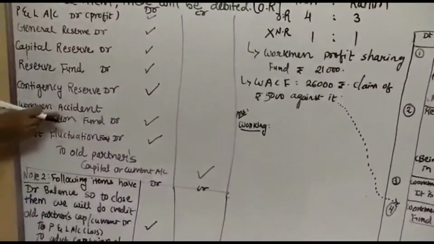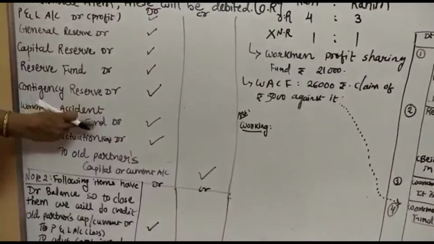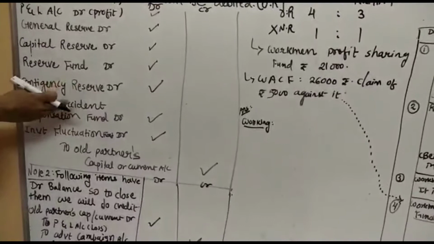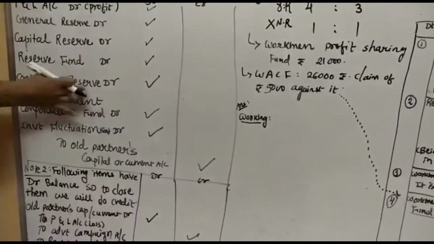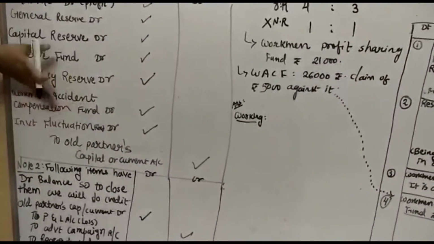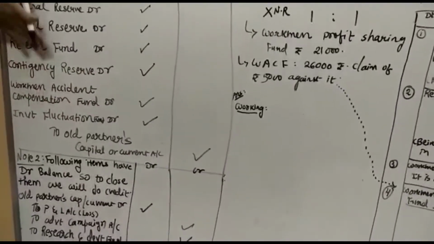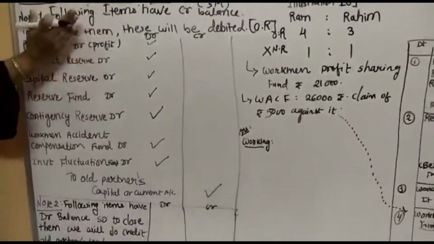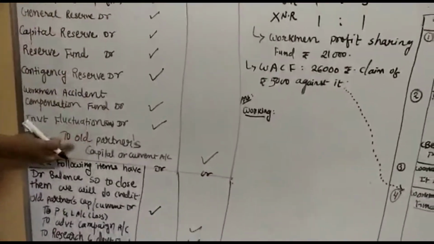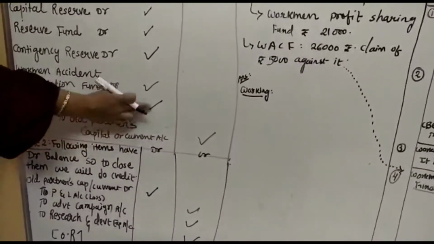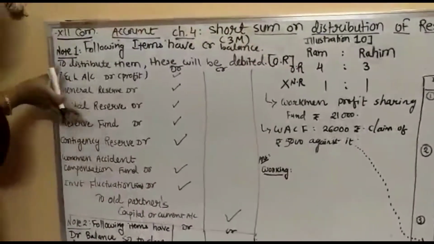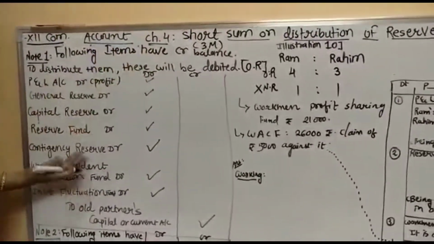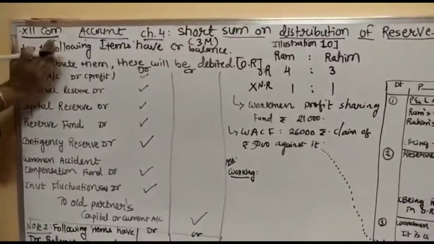Workman accident compensation fund. If any worker meets an accident in our factory or firm, in such a condition he would be paid by the partners or the firm. So these are the funds which are specifically meant for particular reasons. All funds, provisions and profit will be debited and distributed amongst the old partners' capital or current accounts. Clear? These items have credit balance, but to distribute them I have to give the reverse effect, and that is debit.